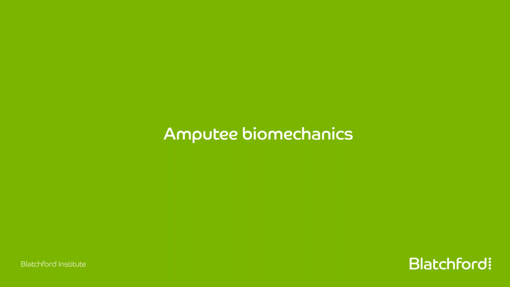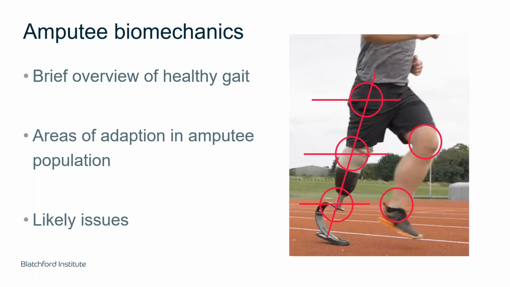So, as Laura mentioned, the first thing we're going to do is consider amputee biomechanics. Before you can understand the effects of amputee biomechanics, it's important that we first understand how healthy biomechanics work. Then we'll see how amputee gait differs, what adaptations may be made to accommodate for these differences, and then what issues are likely to arise as a consequence of these adaptations.